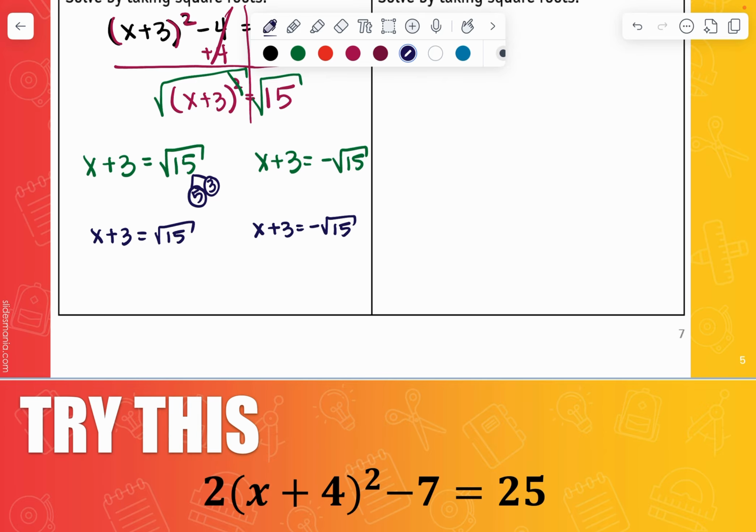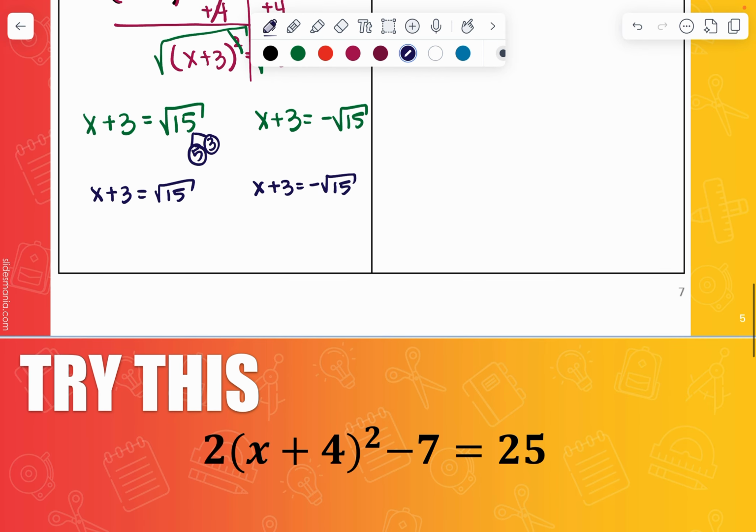But we are not done, because we don't want an answer for x plus 3. We want an answer for x. So the very last step is we are going to work on getting x by itself. So we have to subtract 3 from both sides.